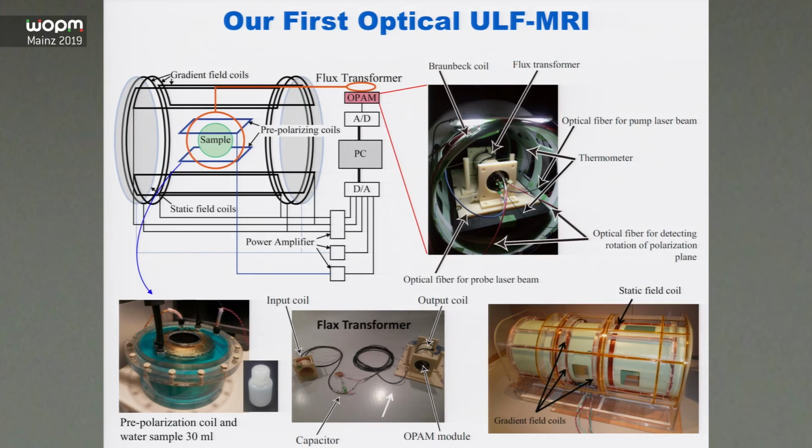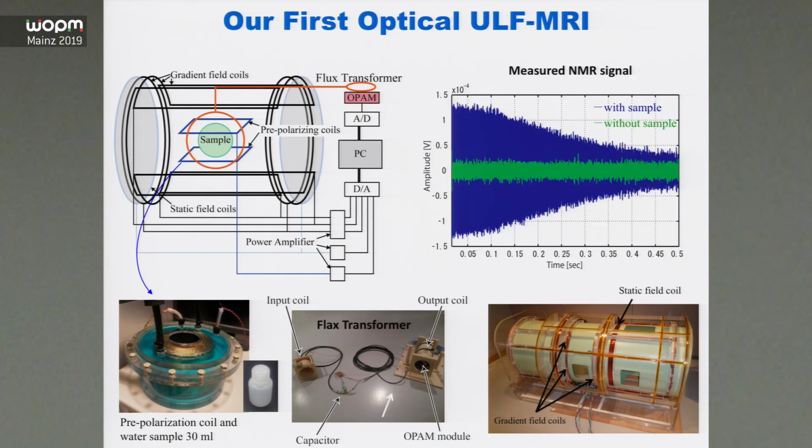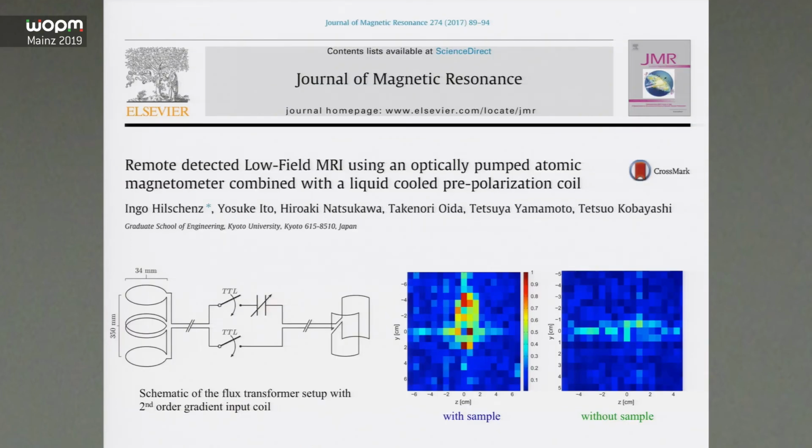Then I'll talk a little bit about ultra-low field MRI. We tried to measure the NMR, as one of the previous speakers explained. We fabricated our own ultra-low field MRI system and measured the NMR signal. We could successfully measure the NMR signal with this system. And we published MRI with this system as well in 2017.